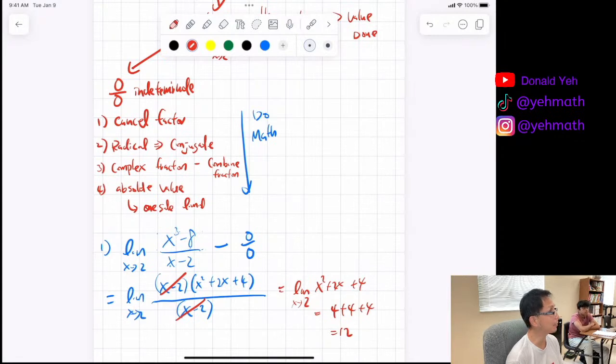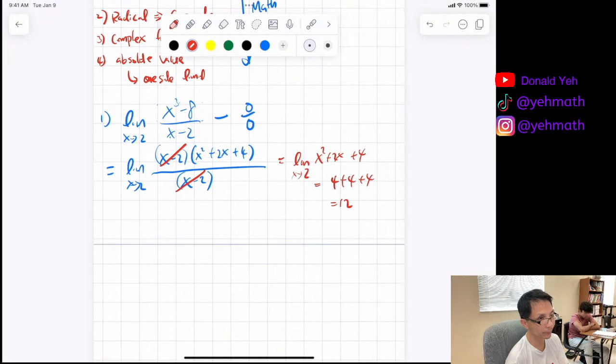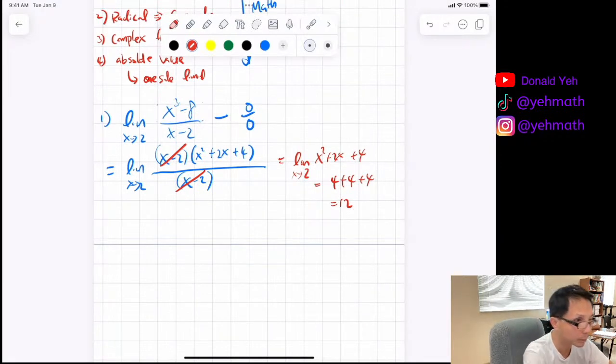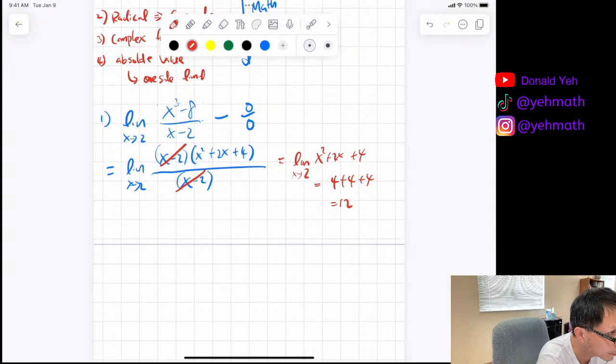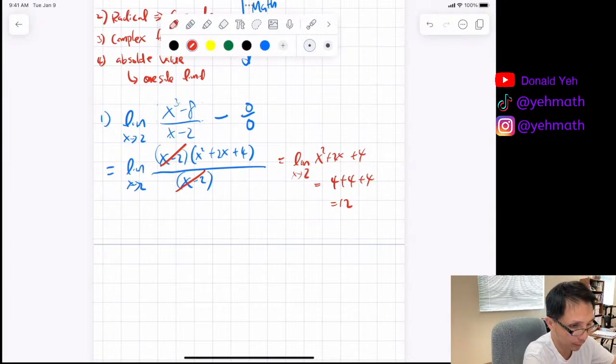So any type of factoring is accountable. It could be the box method. After you cancel, then you plug in, because the only thing on the bottom is that x minus 2. If I reach 2 on the bottom, that will have a problem, right? Is that okay? So this first case is pretty easy.